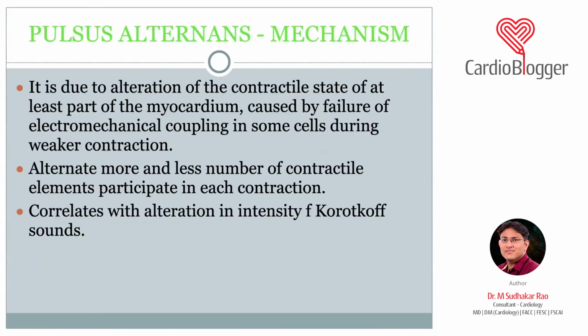Now it is due to the alteration of the contractile system of the myocardium, where there is a defect in the calcium coupling. Because of the heart failure and LV dysfunction, the electromechanical coupling doesn't happen, and so there is a weaker contraction. During heart failure, a fixed volume of blood does not reach the LV. So when the good volume occurs, the LV end diastolic volume is more, so the coupling is good. When the volume is less, the coupling is poor. So the calcium has an important role to play in the pulsus alternans. So this is what is important.